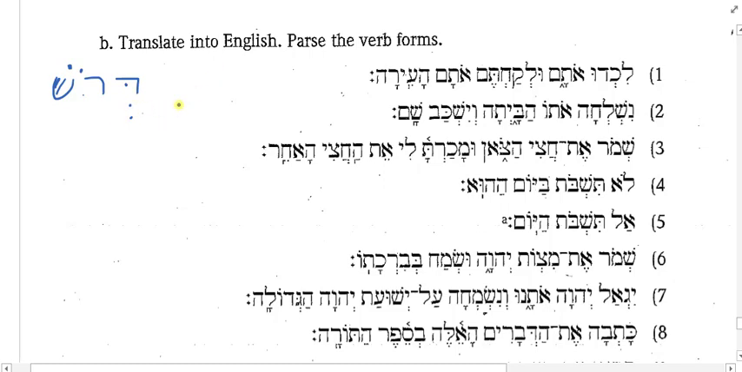In one example before, I think the holam and the dot of the shin is kind of combined. Yes, you could write this as one dot. That would also be okay. So yeah, so maybe like that. Derosh.